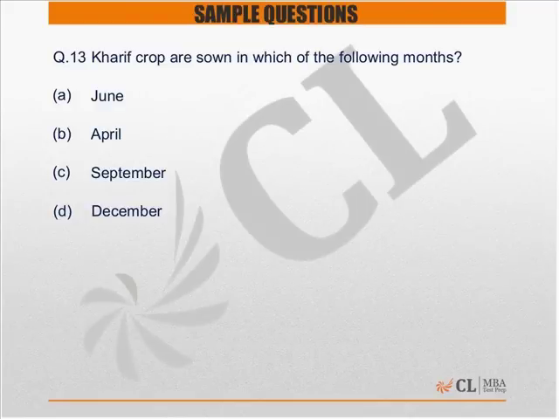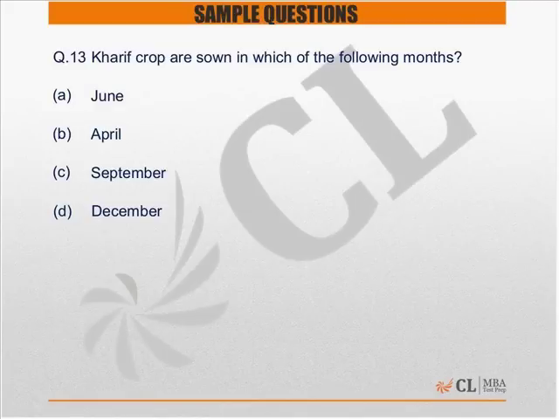Then it comes the Kharif crop. Kharif crops are those crops which are sown during onset of monsoon. It is June. June is the correct answer. And most important Kharif crop is paddy or rice. June is the correct answer.